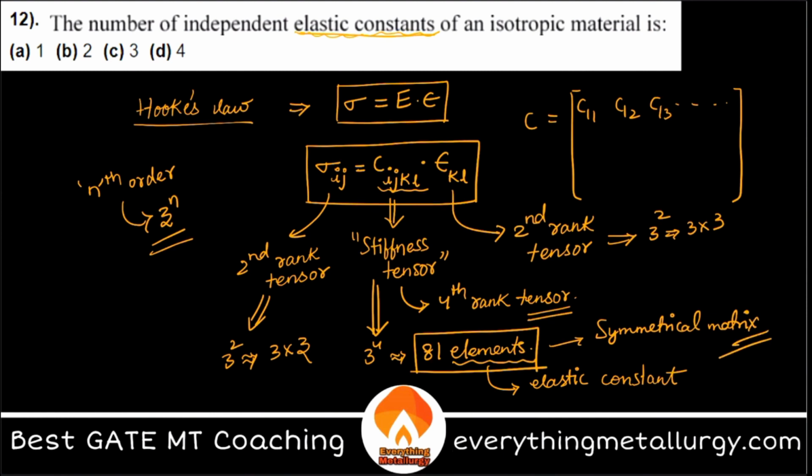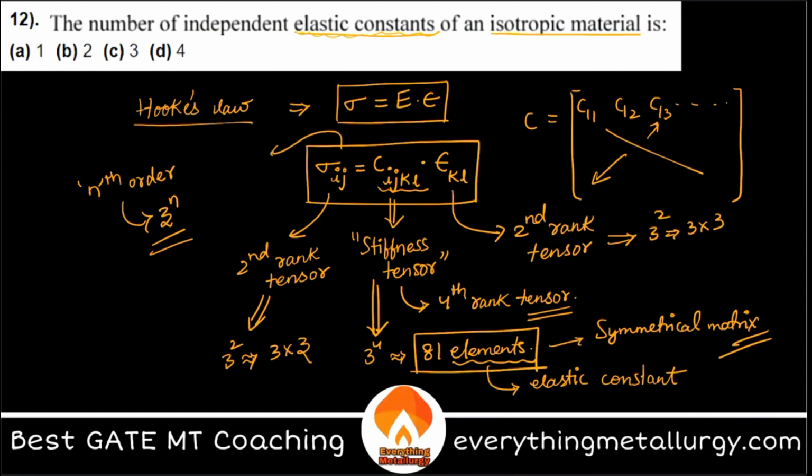Okay, so what is symmetry? The same part will be repeated here. Now what we want to know is about an isotropic material. Before discussing an isotropic material, we'll see what is Cij for cubic.